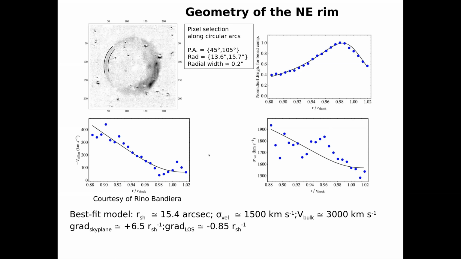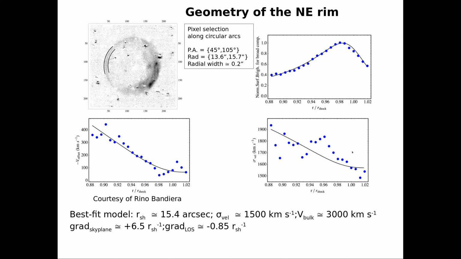So if we apply a spherical thin layer model, we get the best fit parameters shown here, and the model requires that we have some density gradient along the line of sight, but also in the sky plane. So this is actually an attempt to explain only using geometry whether the change in centroid offset and width in the broad component can be explained only due to geometry.